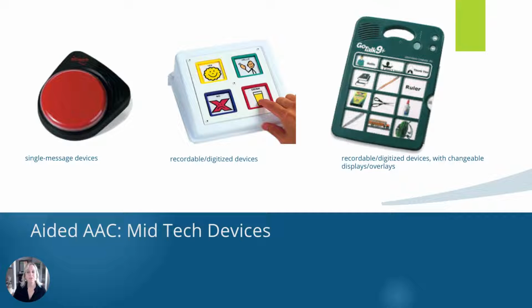Mid-tech devices are electronic but often have a static display, meaning that all the symbols are constantly displayed on the device. These are typically much less expensive than high-tech systems, and because of this, you may have seen these already in classrooms. You might even have a few of these in place in your own room. They typically allow only a few messages to be accessed at a time, and rarely is the student able to independently change the options on these systems. These are not all-encompassing robust communication systems, but mid-tech communication devices absolutely have a place in our classroom.